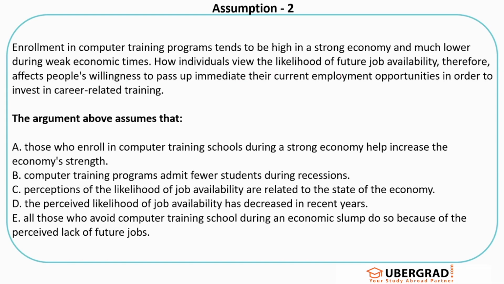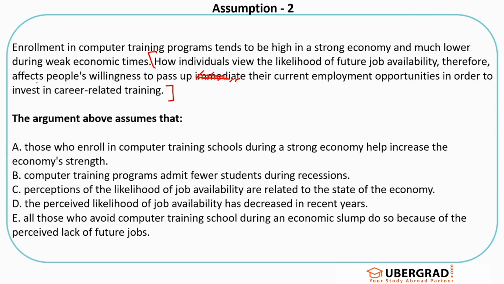Let's read this. Enrollment in computer training programs tends to be higher in a strong economy and much lower during weak economic times. So this is something like an observation that the author is making. How individuals view the likelihood of future job availability, therefore, affects people's willingness to pass up their current employment opportunities in order to invest in career-related training. So the author is coming to a conclusion.